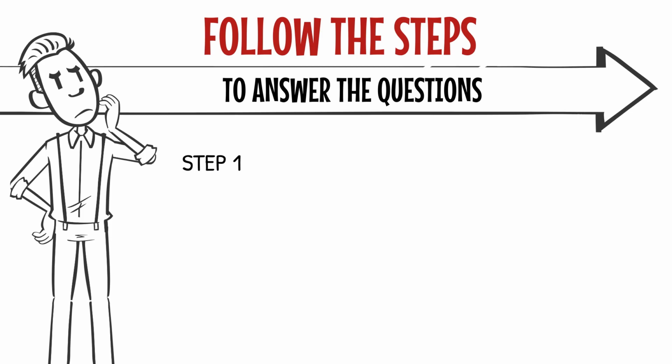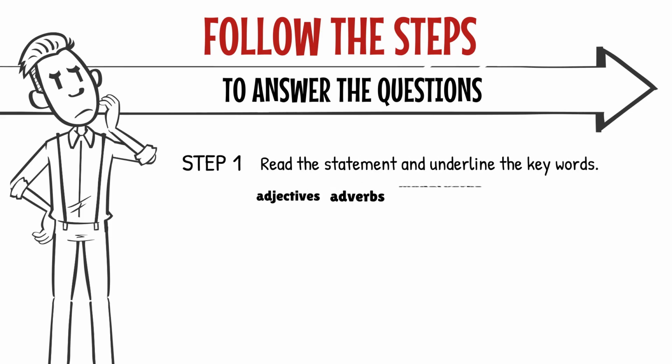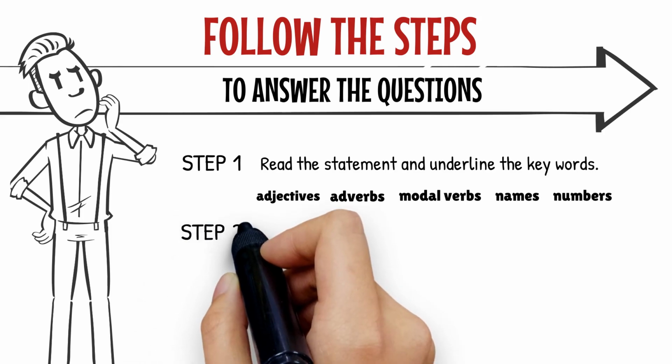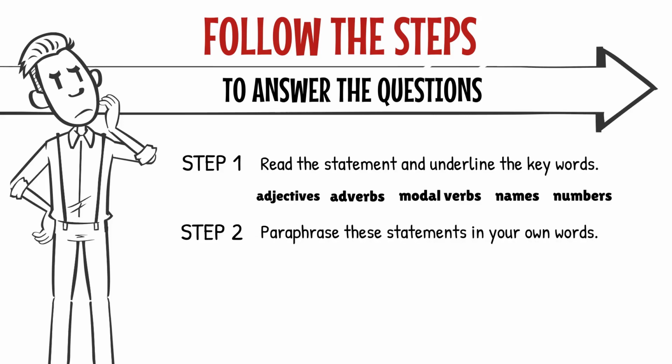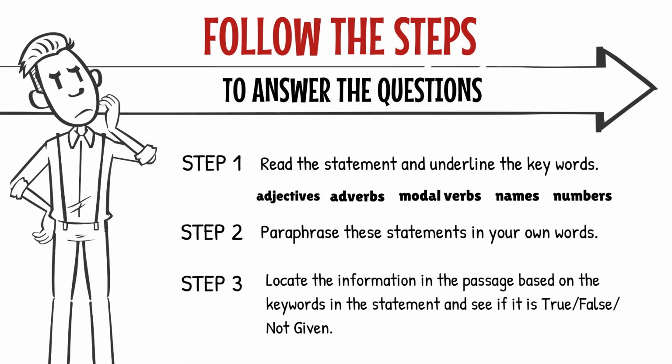So here are the steps you should follow to answer the questions. Step 1. Read the statement and underline the keywords. These could be adjectives, adverbs, modal verbs, and also names and numbers. Step 2. Paraphrase these statements in your own words. This will make it easier for you to locate the information. Step 3. Locate the information in the passage based on the keywords in the statement and see if it's true, false, or not given.